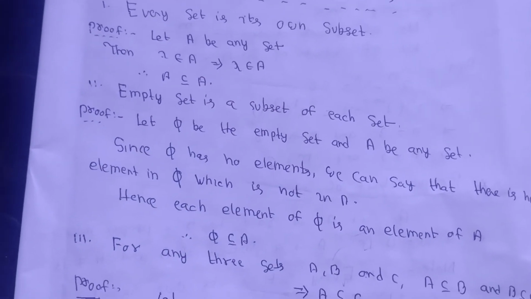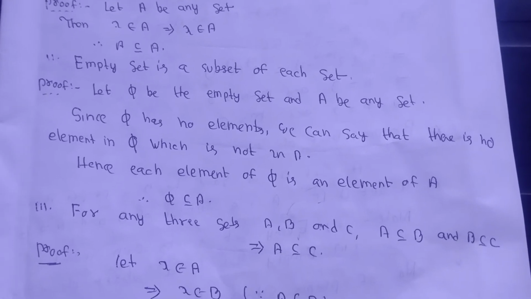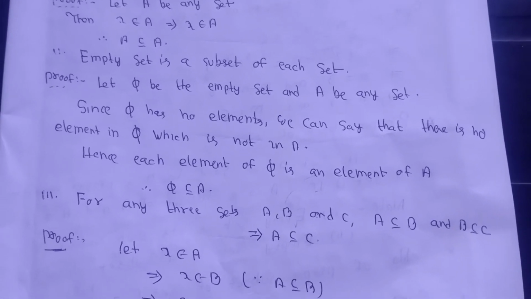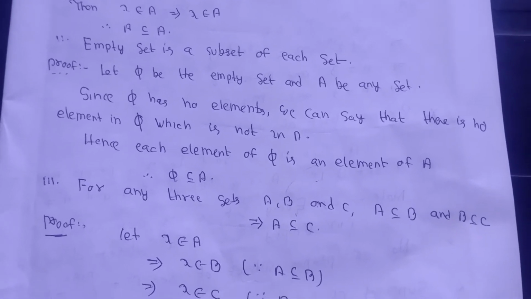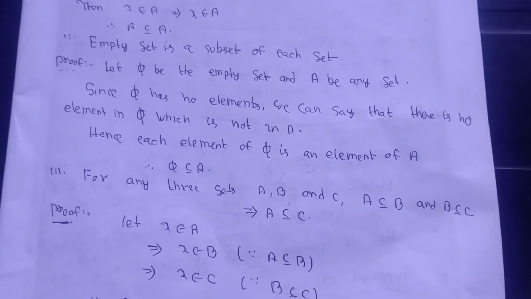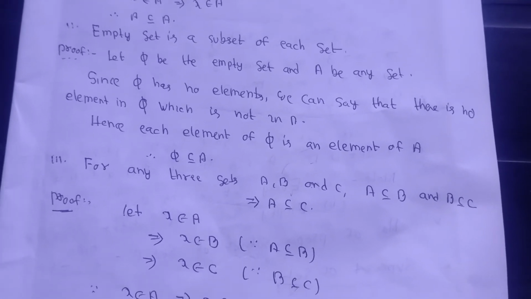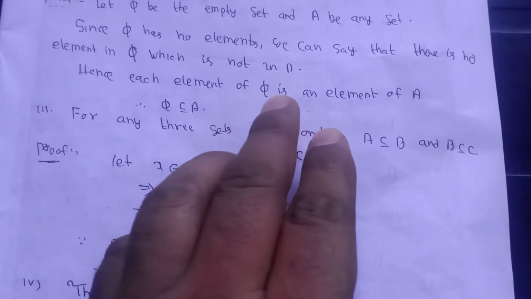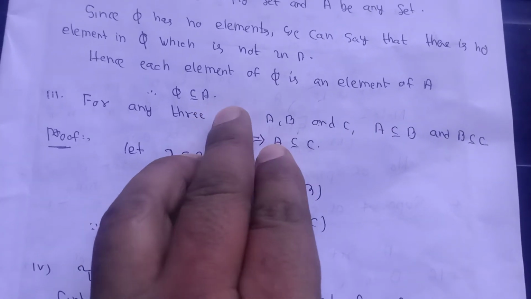Empty set is a subset of each set. Let phi be the empty set and A be any set. Then since phi has no element, there is no element in phi which is not an element of A. So hence each element of phi is an element of A. So phi is a subset of A.